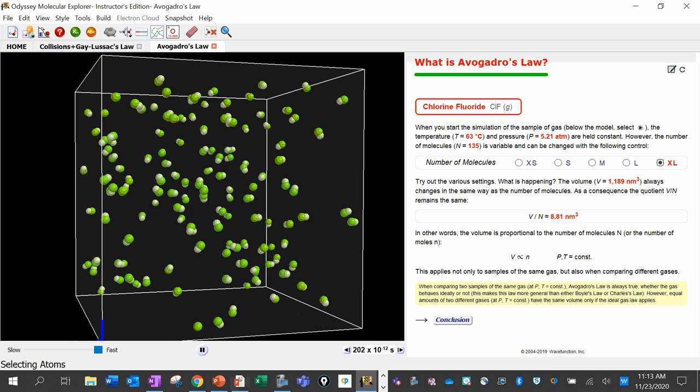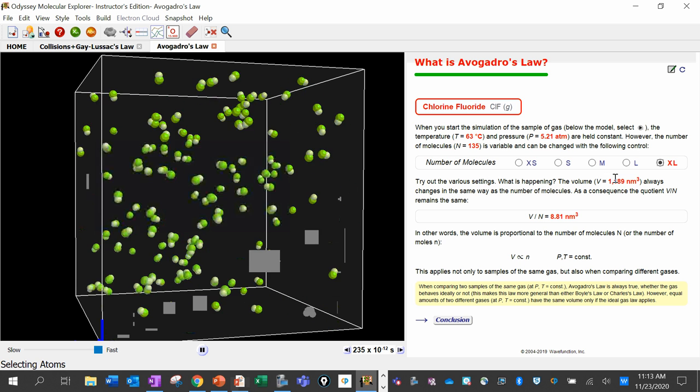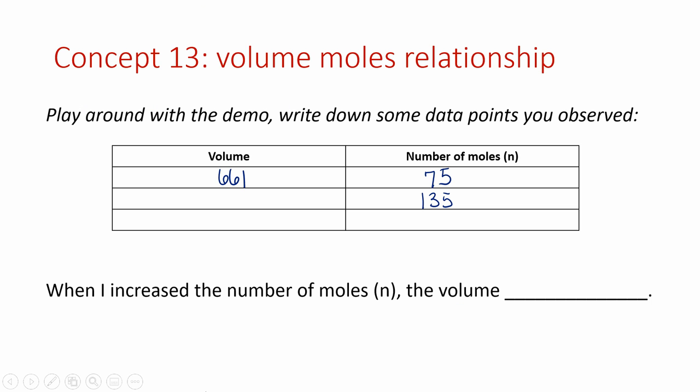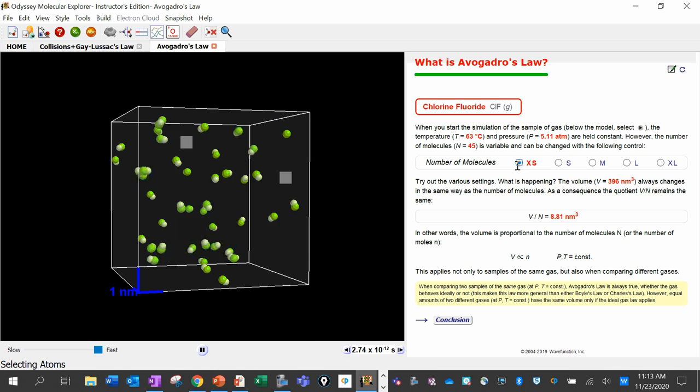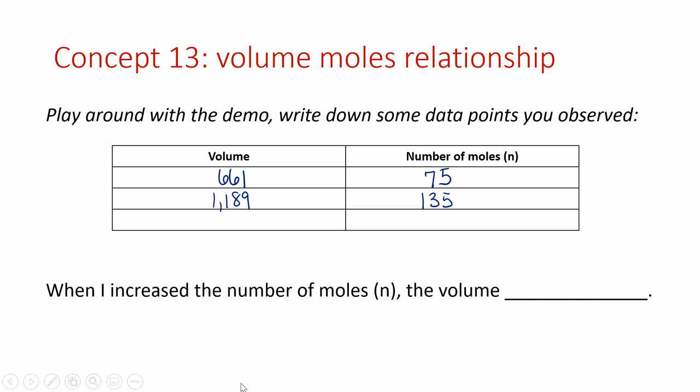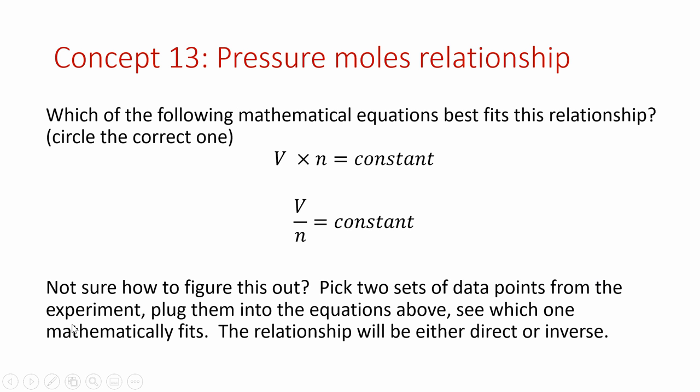Sorry, I'm looking at the wrong thing. Here it is. Here's the volume. 1,189. Okay, and then let's do one last data set here. Let's go to extra small. So if you have 45 particles, it's 396. So notice if you increase the number of moles, the volume increases. So this seems to be a direct relationship.